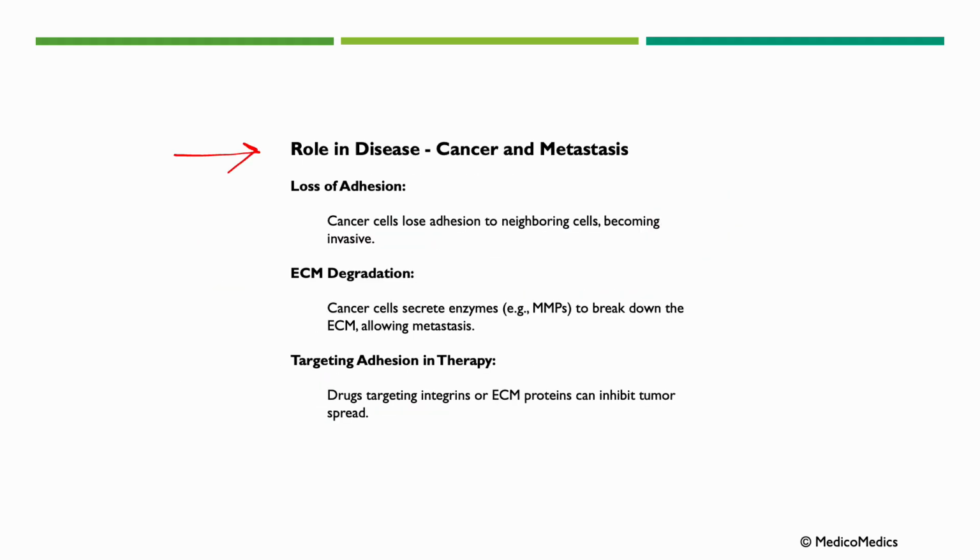Now, what is its role in disease? Well, if we have a loss of adhesion, for example, cancer cells lose adhesion to neighboring cells, becoming invasive, so spreading and invading other structures. So we need this adhesion, right? This anchoring to be kept in place.